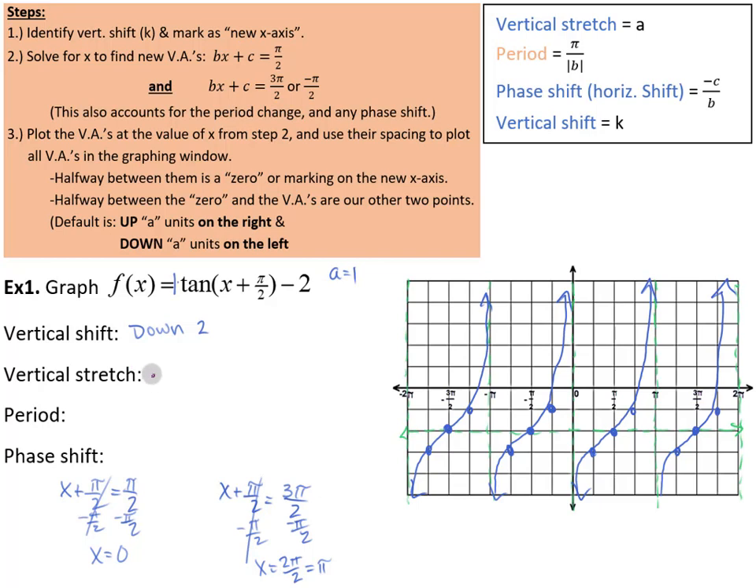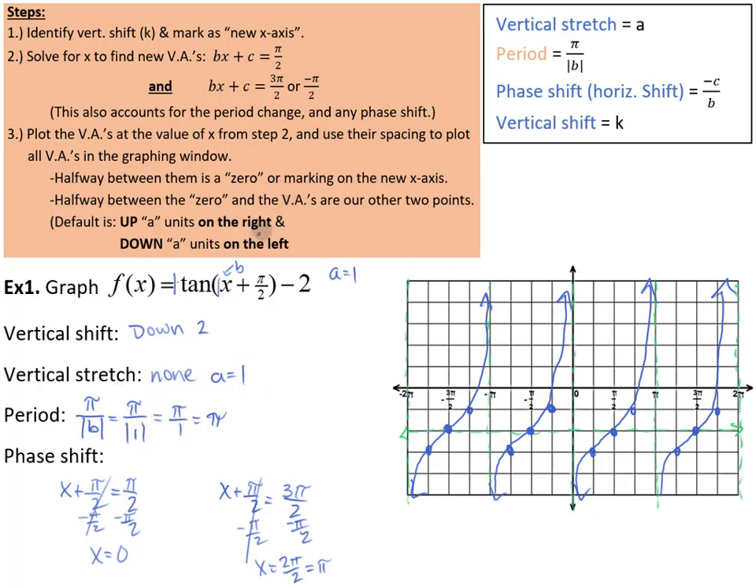Our vertical stretch was none, right? A equals 1, no reflection either. The period, remember, is different now. It's pi over the absolute value of b, and b here is 1. So the absolute value of 1, I just get pi over 1 or pi. The period repeats itself every pi units. I can tell, yep, every pi units it repeated itself.